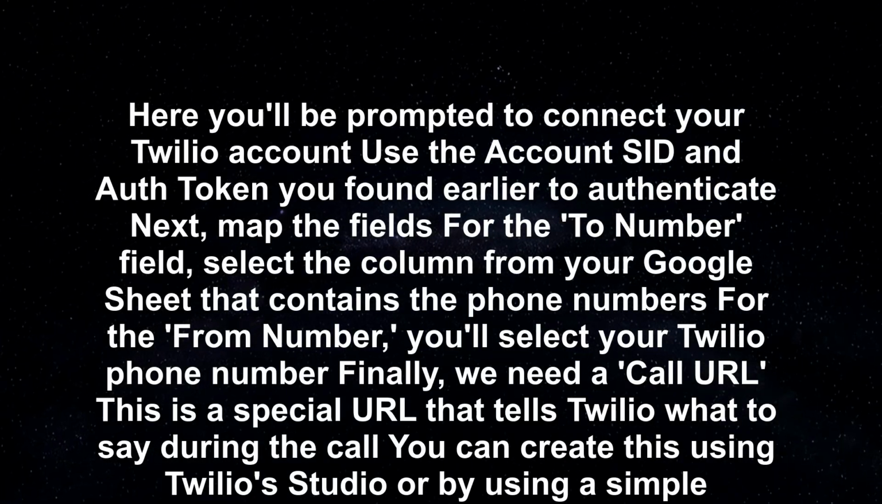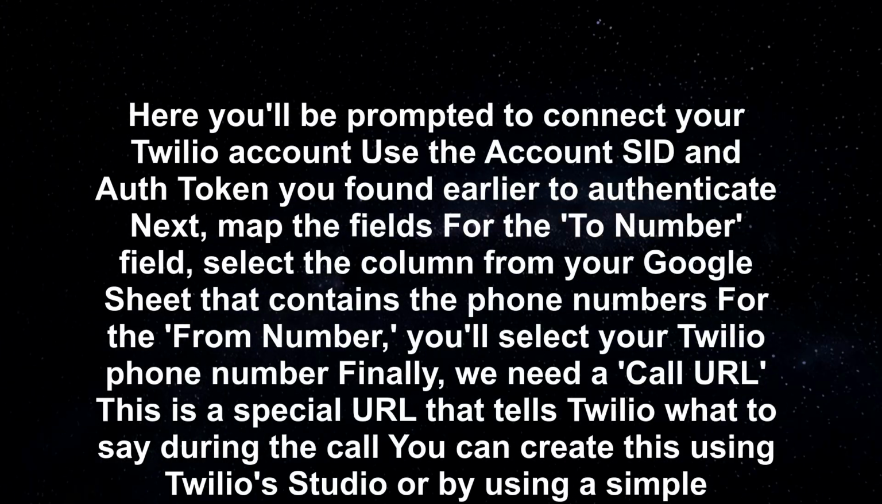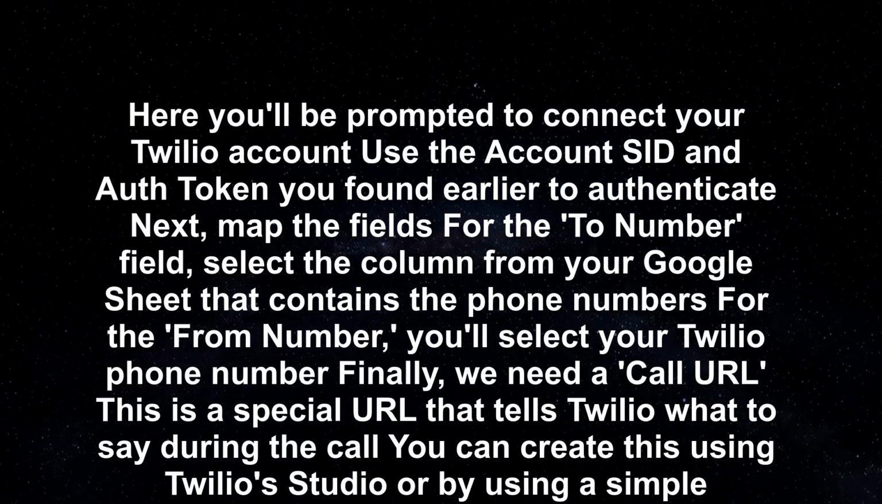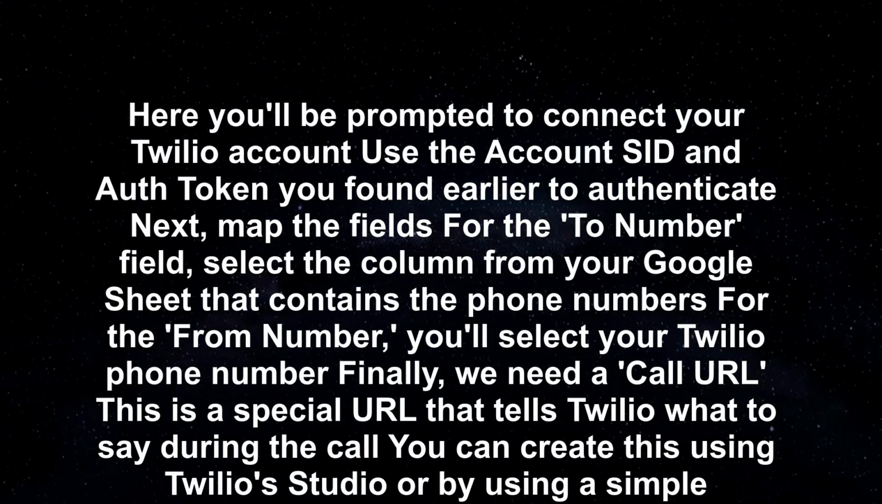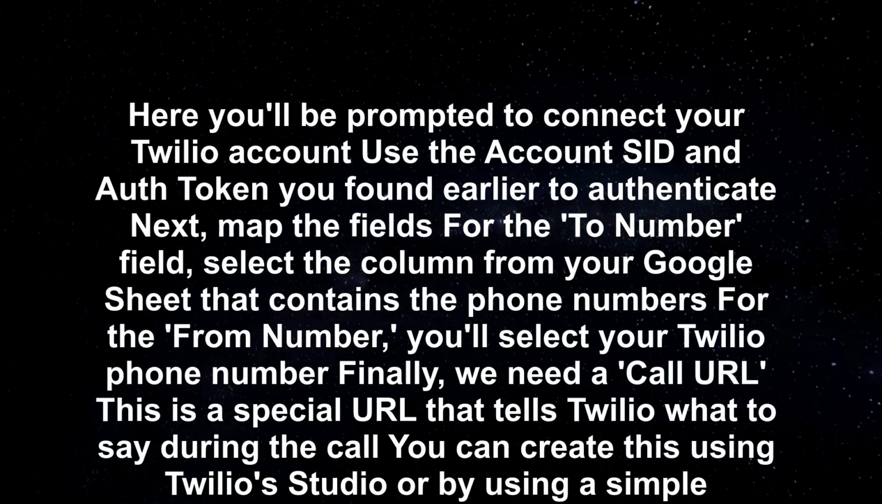Next, map the fields. For the to number field, select the column from your Google Sheet that contains the phone numbers. For the from number, you'll select your Twilio phone number.